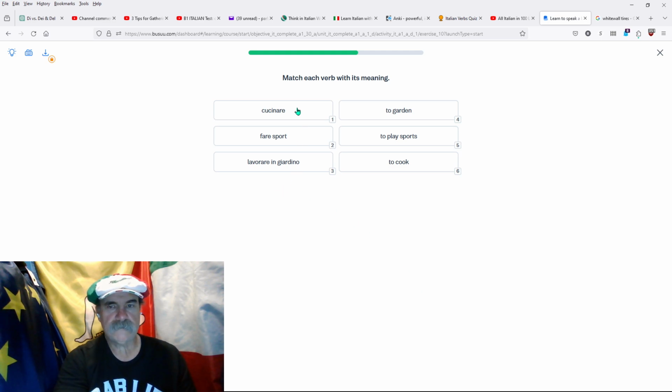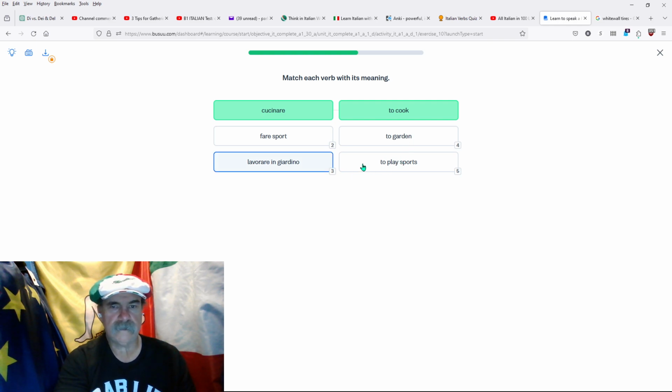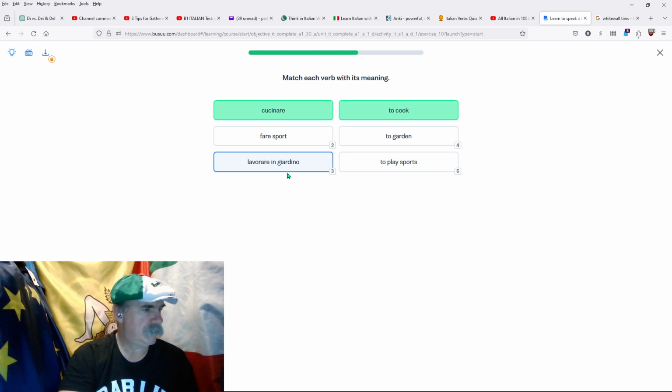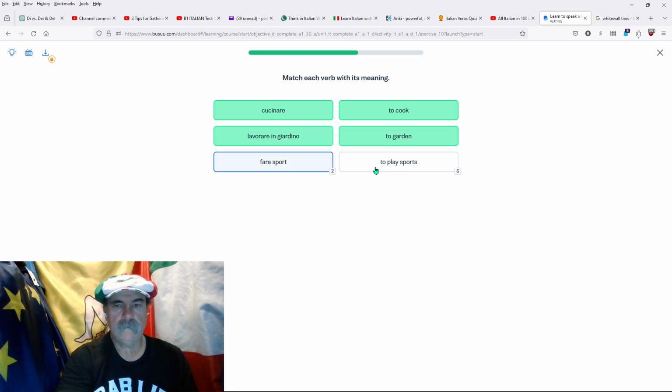Match the words. Cucinare is to cook. Lavorare in giardino is to garden. So instead of saying lavorare in giardino, we could say giardinaggio. Fare sport.